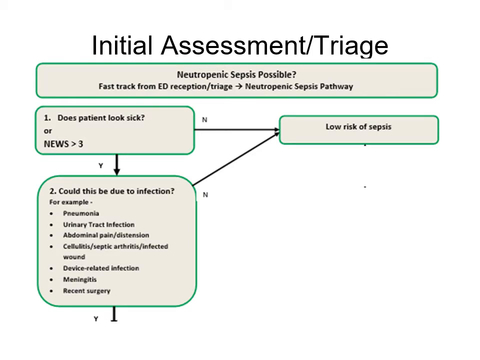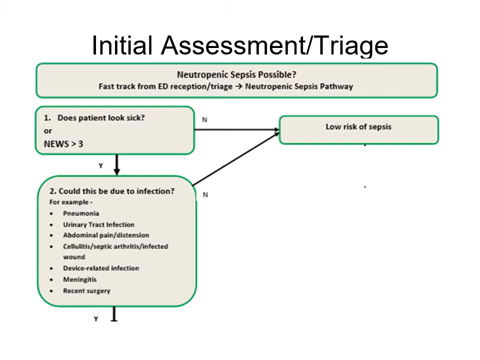So how do we go about recognizing septic patients as early as possible? Well, this will often start at the initial assessment or triage point in the patient's journey. And the slide that you can see now demonstrates what actually happens in these initial stages. So often the initial assessor, who's often a triage nurse, will firstly ascertain whether neutropenic sepsis is a possibility. If so, then there is a separate pathway to fast track these patients from triage into the emergency department to treat them, and we'll touch on that in a little while.